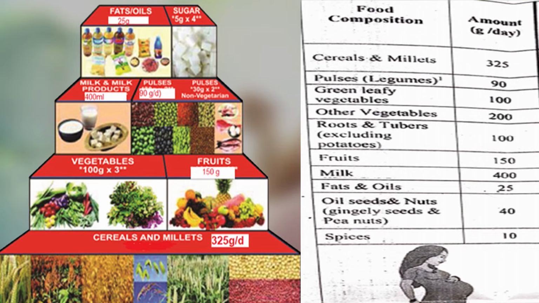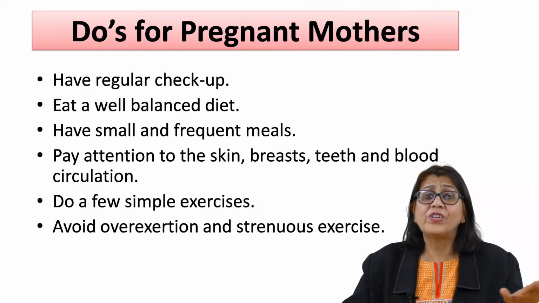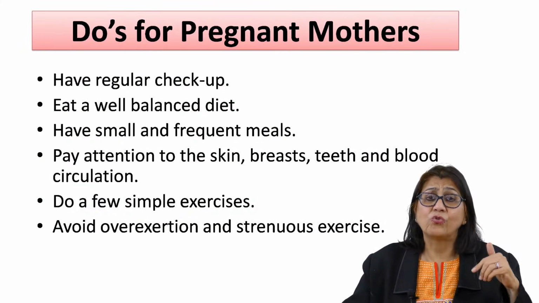Pregnant women must consume about 300 grams of green leafy vegetables and other vegetables. They may need to include about 150 grams of fruits in the diet. So, depending on what is available, you need to include these fruits. Prepare a balanced diet so that the need for energy, protein, and vitamins and minerals are met. Here are certain do's and don'ts. Quickly, let us go through those.